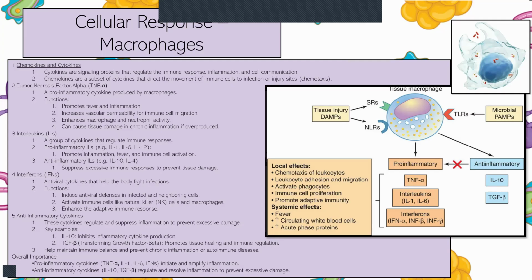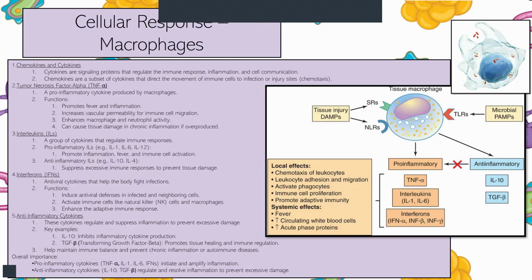Released primarily by macrophages, tumor necrosis factor alpha initiates inflammation, increases blood vessel permeability, and recruits immune cells to the site of damage. While essential for fighting infection, excessive tumor necrosis factor alpha can contribute to chronic inflammation and autoimmune diseases. Alongside tumor necrosis factor alpha, interleukins function as immune system coordinators. Some interleukins, like interleukin 1 and interleukin 6, amplify inflammation by stimulating fever and activating white blood cells. Others, such as interleukin 10, work to calm the immune response, ensuring that inflammation doesn't spiral out of control.